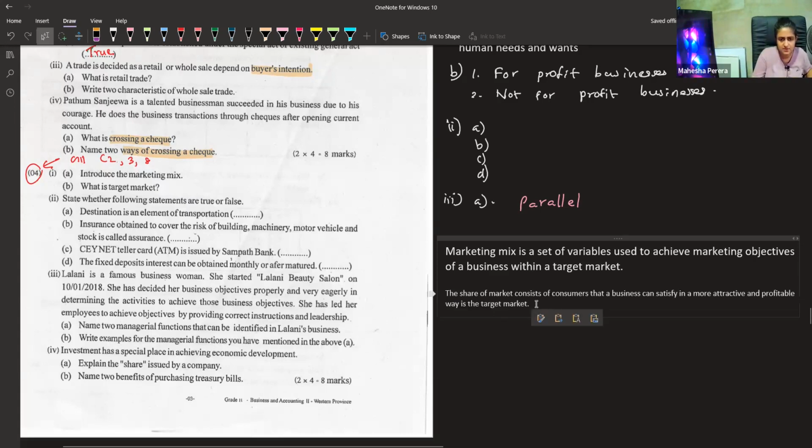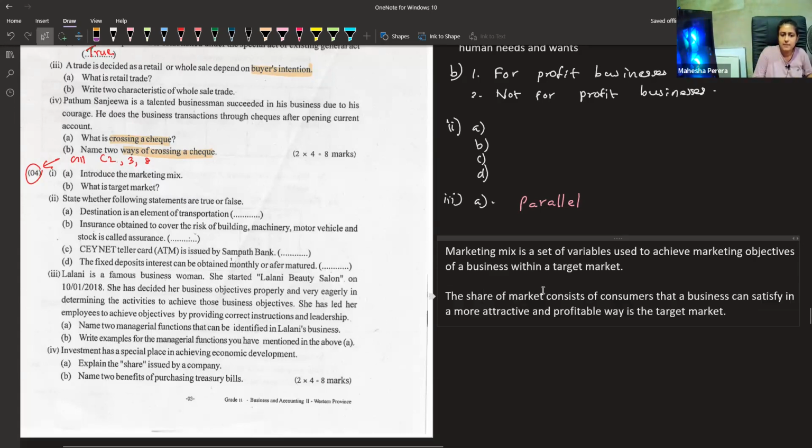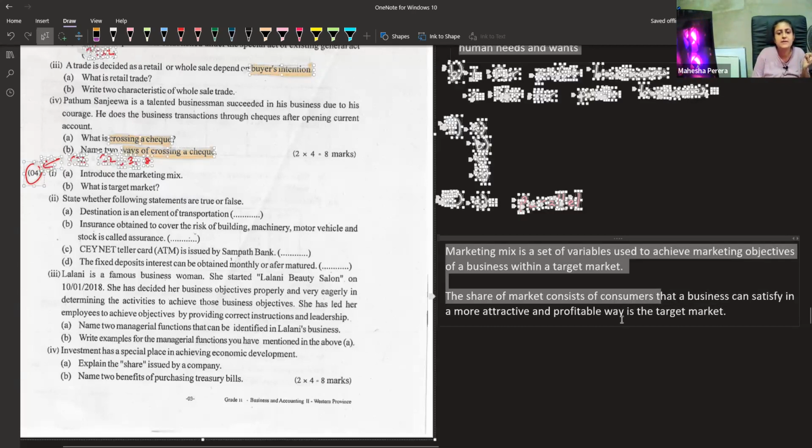You should mention these words. Share of market. Then you need to mention these words: consisting of consumers. Of course, a market has consumers. The ones in the market are customers. Now, market here is not the Sunday fair. Market is a separate jargon. It's a share of the market consisting of consumers that the business can satisfy in a more attractive and profitable way.